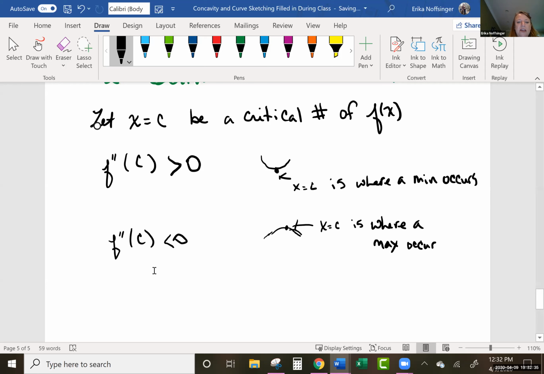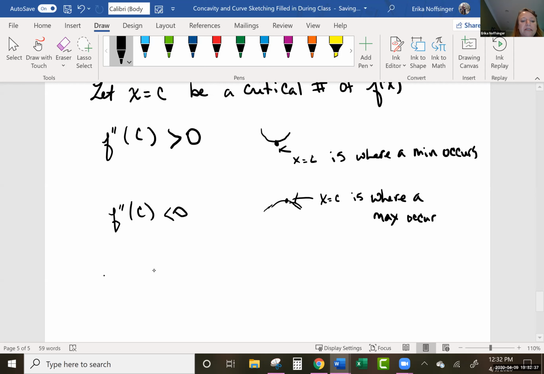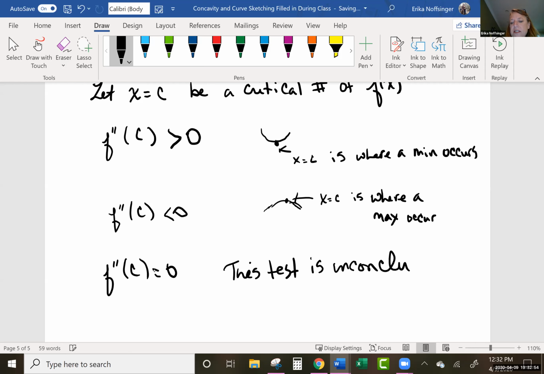Okay, if you plug it into the second derivative though, and you get back that that critical number is equal to 0, this test is inconclusive. So that just tells me that this test doesn't work, what I'm trying to find out, and I have to go back to the first derivative test and find out where it's increasing and decreasing.